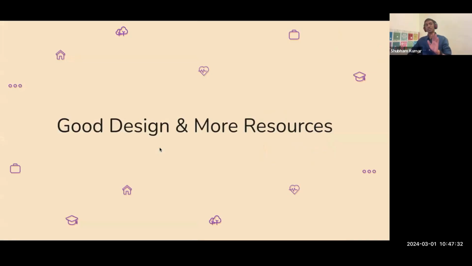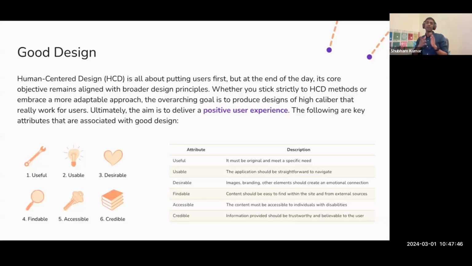Design and more resources. All right. We spoke about human-centered design, but what's important to understand is that it's one of the ways through which you can achieve your design goals. At the end of the day, if we move to the next slide, the idea really is to just have a good design. It's as simple as that.